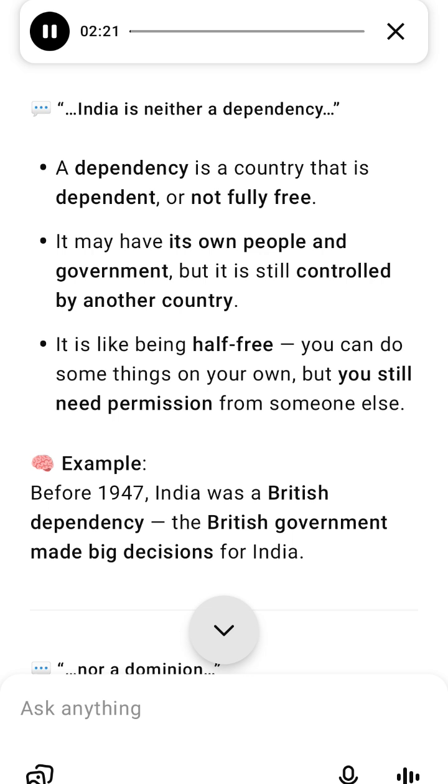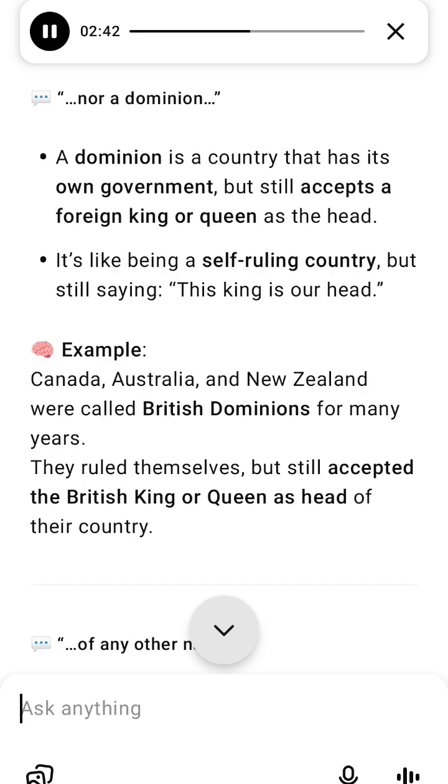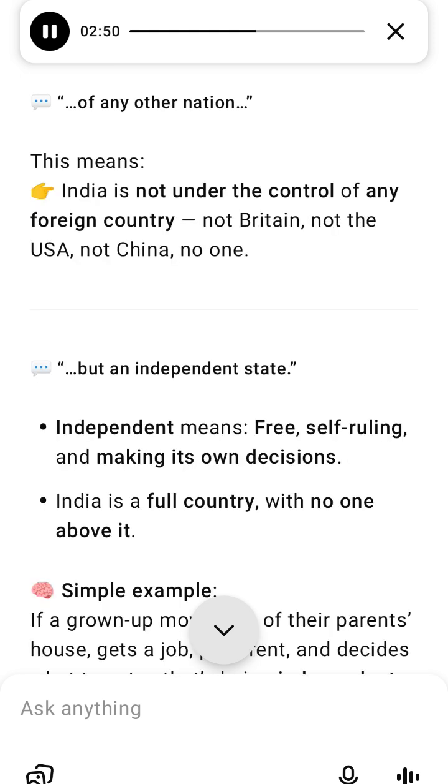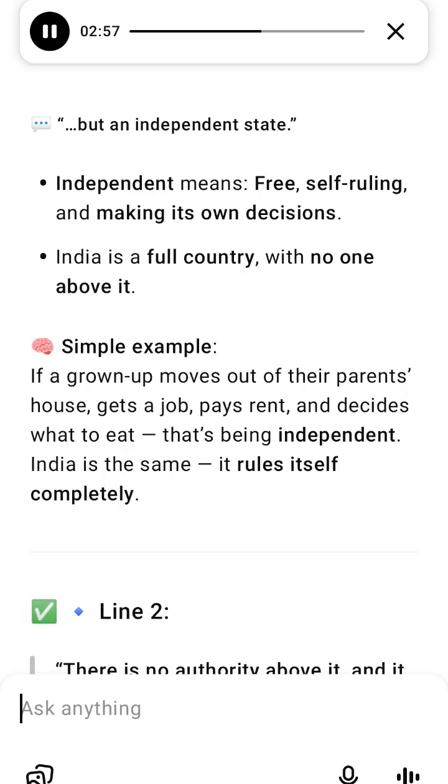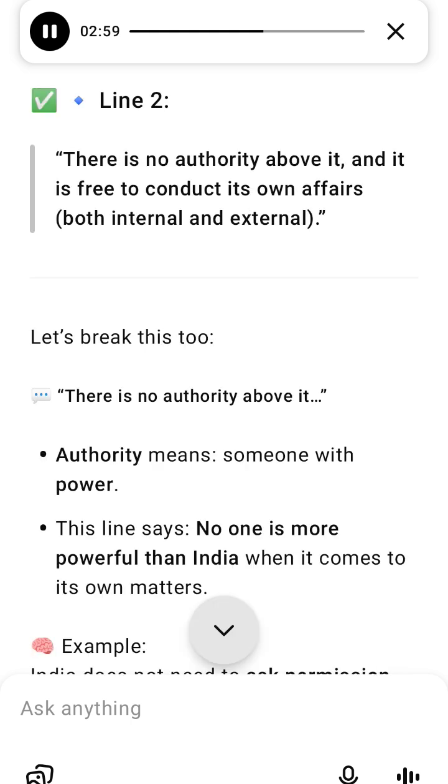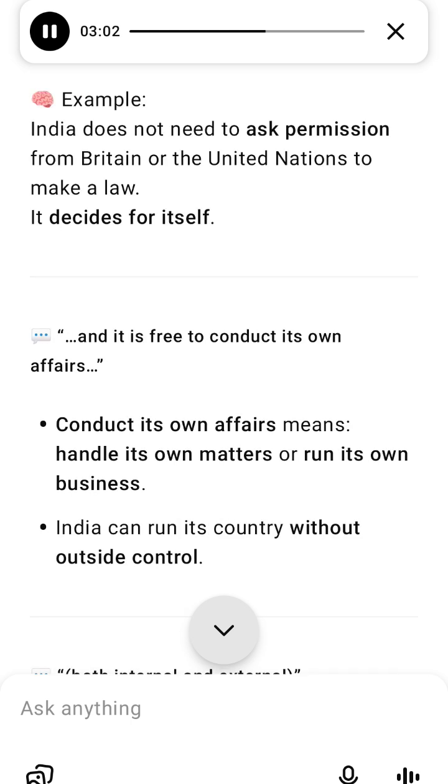The word sovereign tells us that India is completely free and fully independent. India is not controlled by any other country. It can make its own laws, take its own decisions, and manage its internal and external affairs. There is no country, king, or power above India. Four key points that explain sovereign in the deepest way.